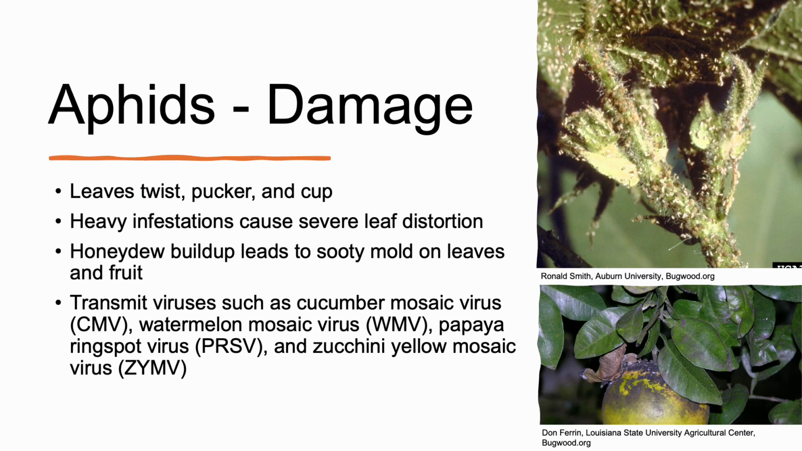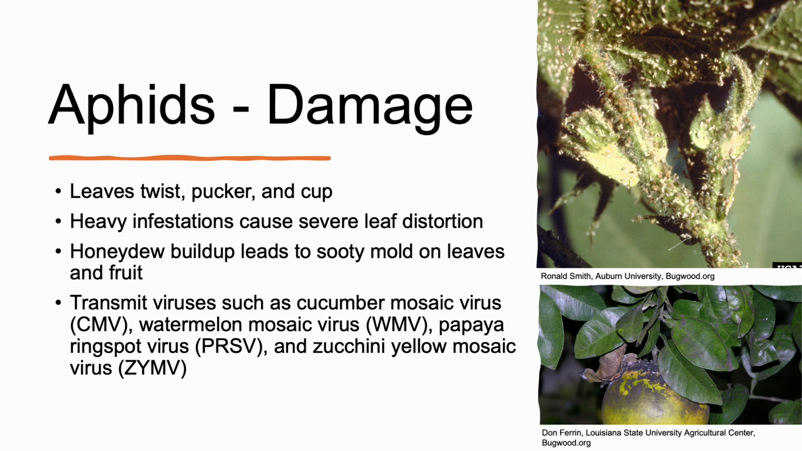Aphid feeding causes leaves to twist, pucker, and cup, and heavy infestations can lead to severe leaf distortion. You can see this in the top image, where an aphid infestation has caused severe damage to this cucurbit leaf. They also produce honeydew, which coats leaves and fruit and can result in sooty mold. Sooty mold can be seen in the bottom image of black sooty mold on an apple.